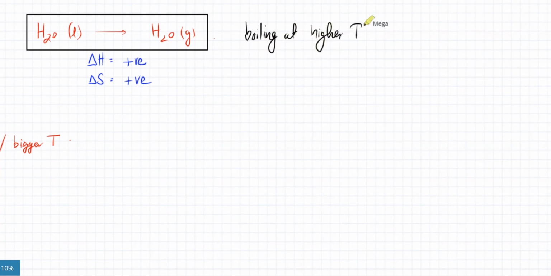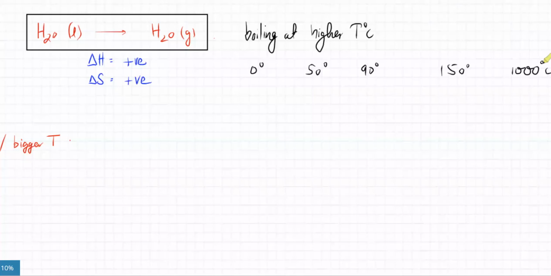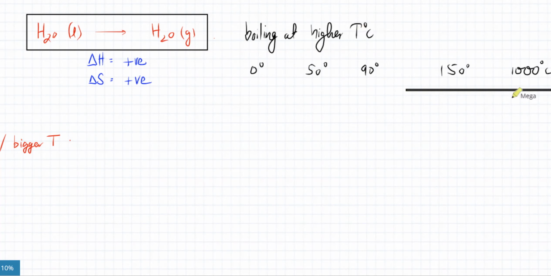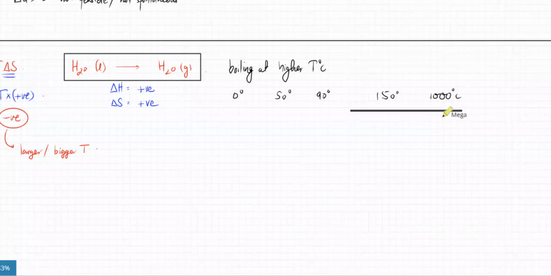So that kind of indicates that the reaction is going to be more spontaneous at higher temperatures. Like if I give you three temperatures, 0 degrees centigrade, 50 degrees centigrade, 90 degrees centigrade, 150 and let's say 1000 degrees centigrade. So the reaction is going to be more spontaneous at temperatures that are higher than 100. At a certain point, the reaction becomes really very spontaneous. So it's going to be spontaneous under these conditions.